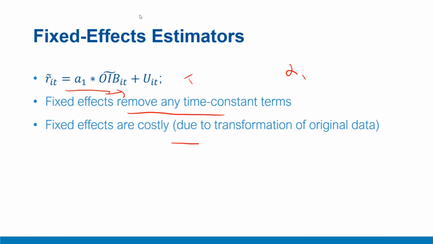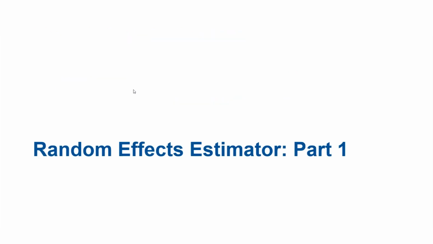To summarize the previous video, we discussed the fixed effect estimators and how to obtain the fixed effect transformed system that is to be estimated with pooled OLS. In this video, we'll introduce a very important class of estimator, that is the random effects estimator.